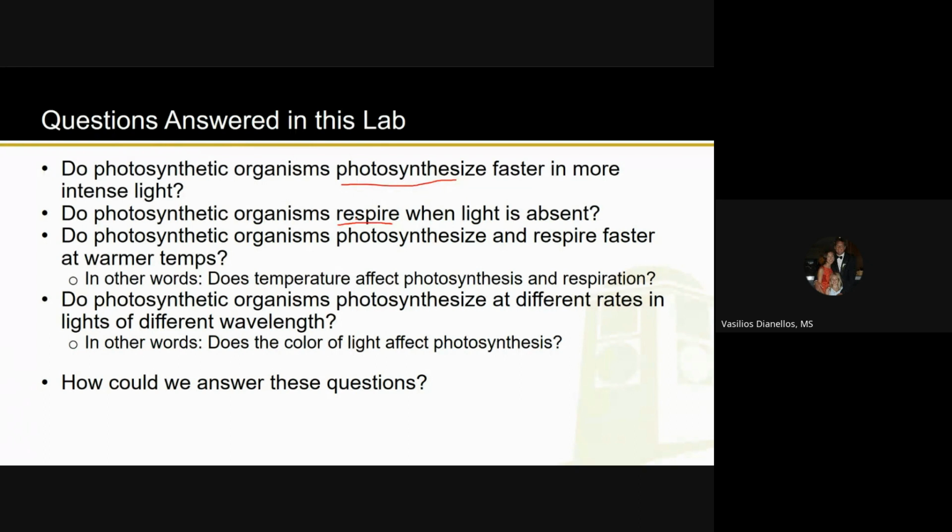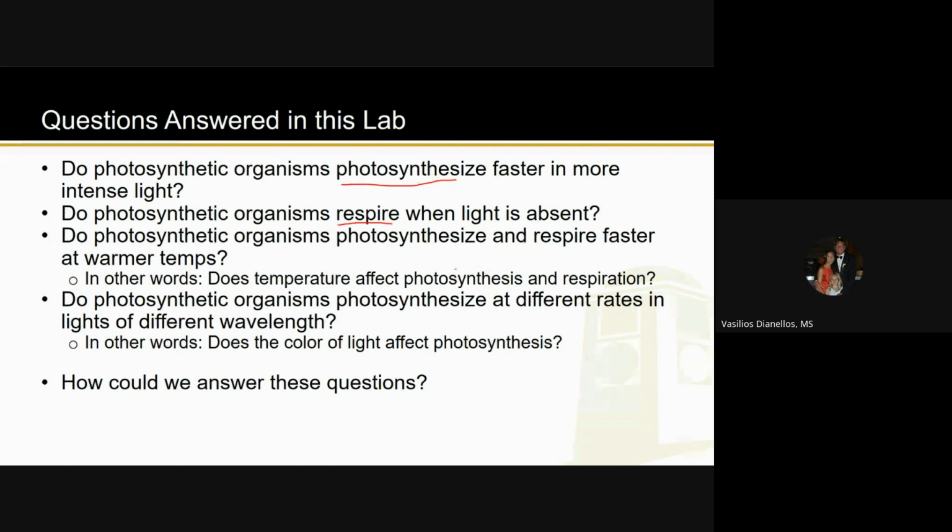So anyway, that's just something to keep in mind. The third experiment, the question that we're going to answer in the third experiment is, do photosynthetic organisms photosynthesize and respire faster at warmer temperatures? In other words, does temperature affect the rate of photosynthesis and respiration? So in a sense, these are two different experiments you're going to do wrapped up into one.